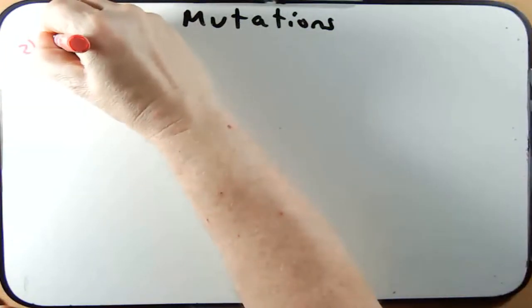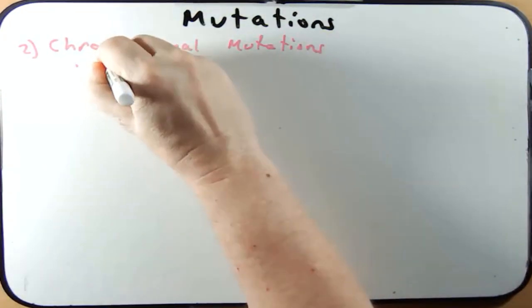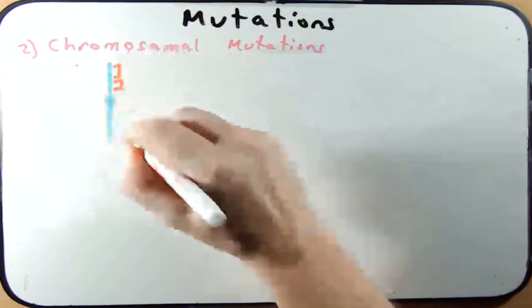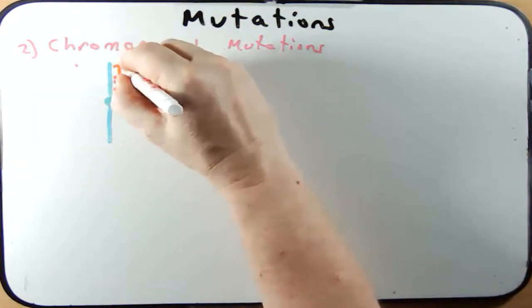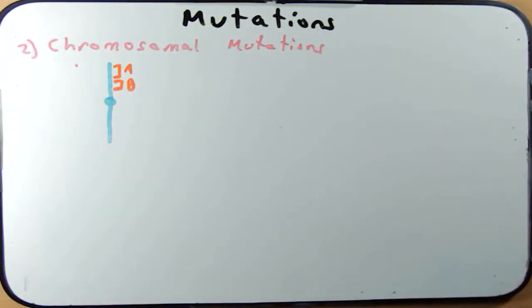Next, let's talk about chromosomal mutations. Let me draw a chromosome here, and I'm going to draw it very simplistically. We haven't talked a lot about chromosomes, but what I'd like you to remember is that chromosomes contain genes. They will contain hundreds to thousands of genes, so gene A and gene B. With point mutations, we were talking about the impact of just one gene. So maybe this was the hemoglobin gene here, and that impacts that one gene. Chromosomal mutations can have a much larger impact.